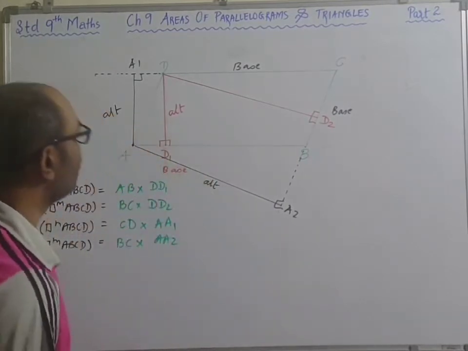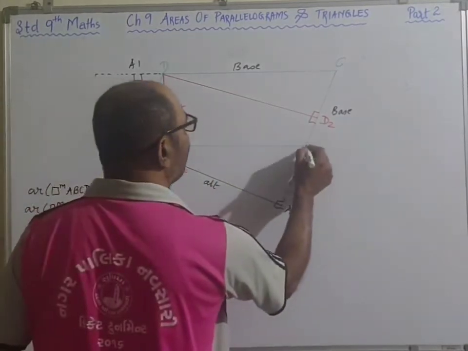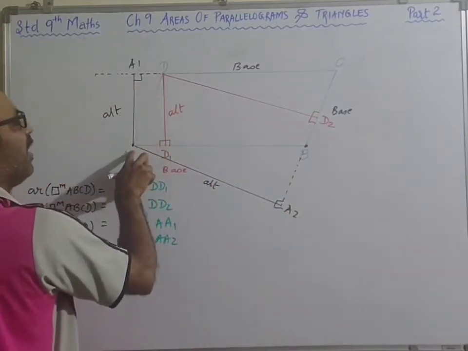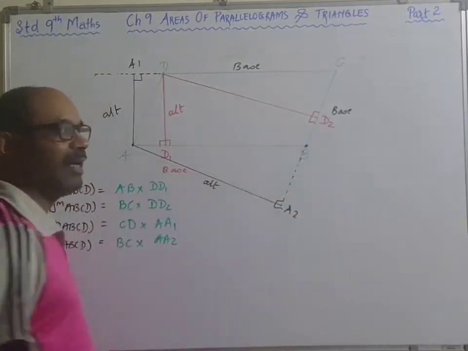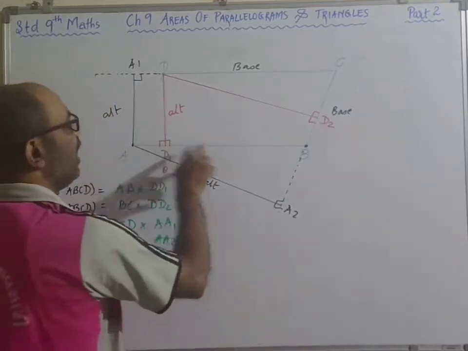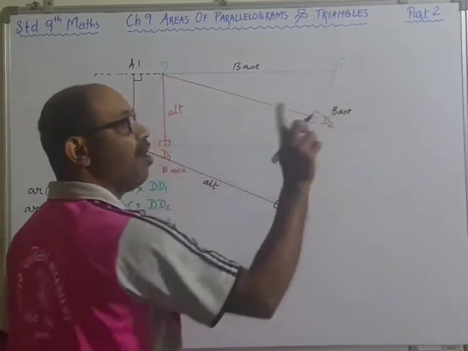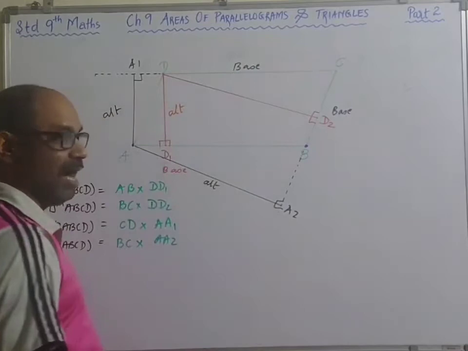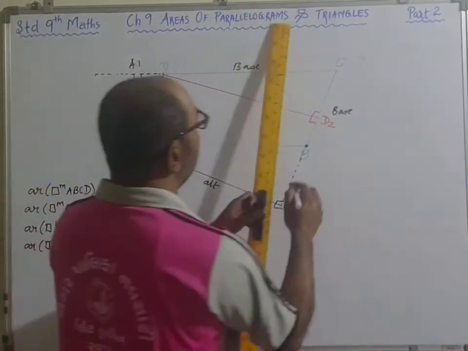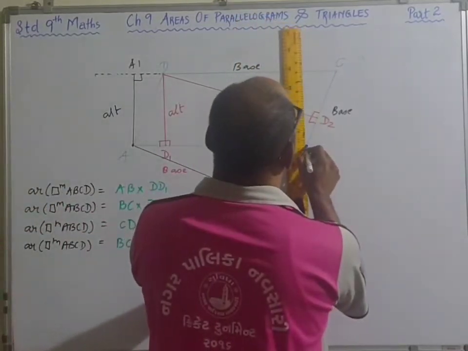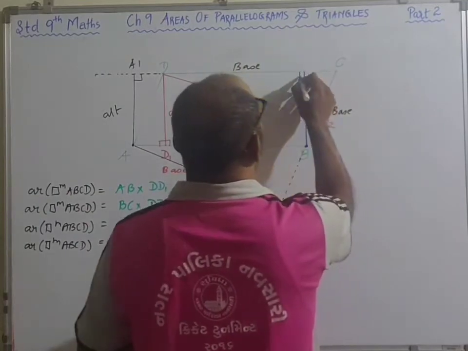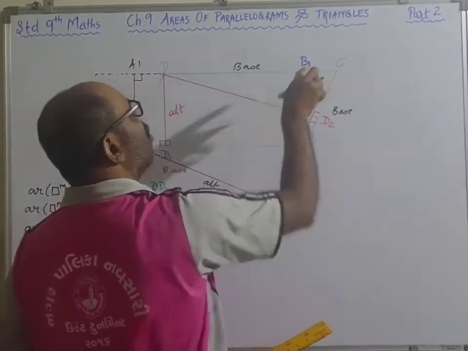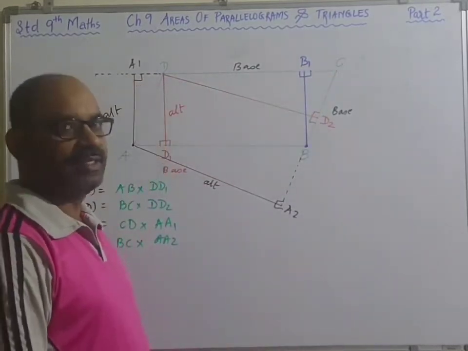Alright. Now I am going to drop altitudes from B. I chose vertex D. I chose vertex A. Now I am choosing vertex B. So AB and BC cannot be the opposite sides. So obviously CD and AD are opposite sides. So from B, let me draw perpendicular to CD. Yes, the foot of perpendicular BB1. B1 is the foot of perpendicular. It is on the base CD.